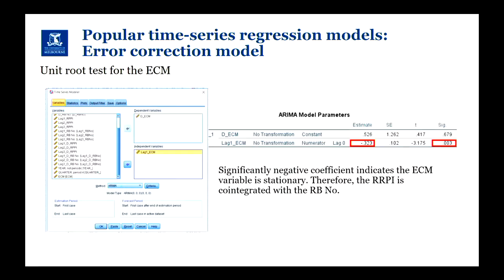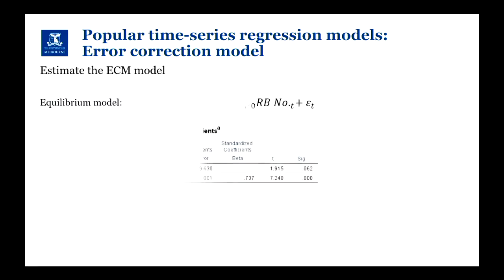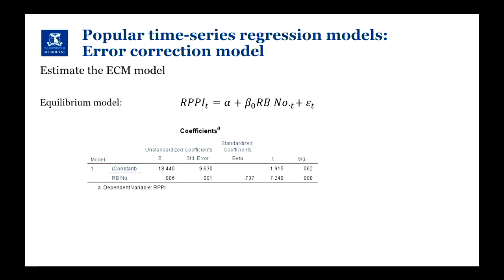So that means although in the short term the changes of these two variables may not be correlated with each other, from the longer perspective the new residential building number has a stable relationship with the house price index in Melbourne. The relationship is expressed by the equilibrium model, where the constant alpha is 18 and beta 0 is 0.006, and this is very significant. So there is a long-run relationship between these two variables.